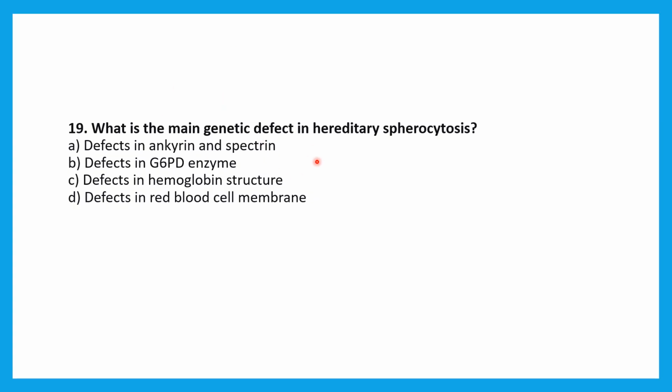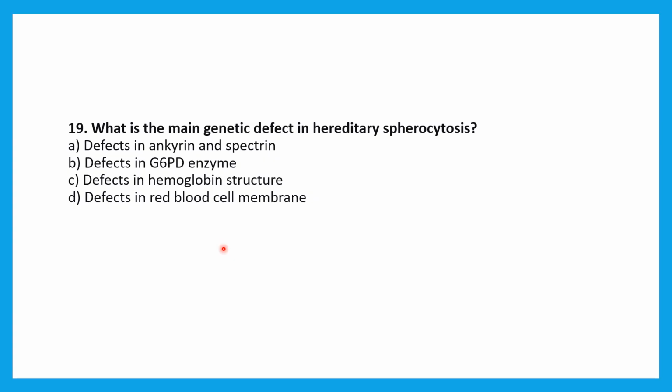What is the main genetic defect in hereditary spherocytosis? A, defects in ankyrin and spectrin. B, defects in G6PD enzyme. C, defects in hemoglobin structure. D, defects in red blood cell membrane. Which one is it? Hereditary spherocytosis.